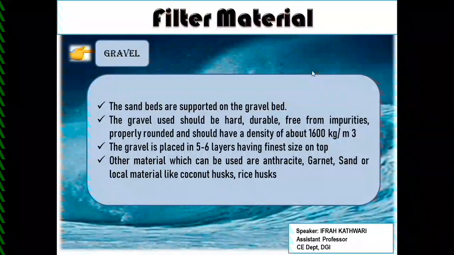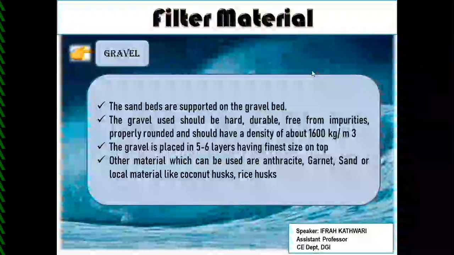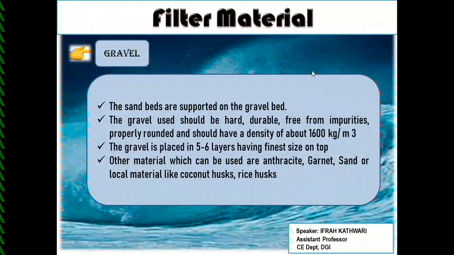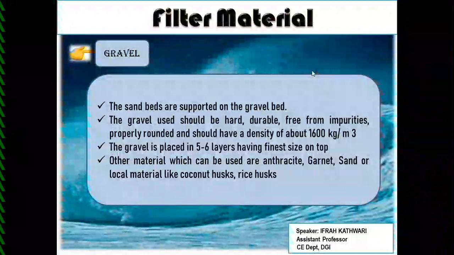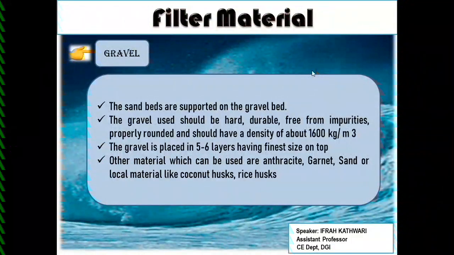Talking about gravel, the layer of sand that we have in filter media is supported by the gravel bed. Obviously these are coarse particles. So the gravel that we use for this purpose should be hard. It should be free from impurity. It should be clean. It should be durable. It should be properly rounded.